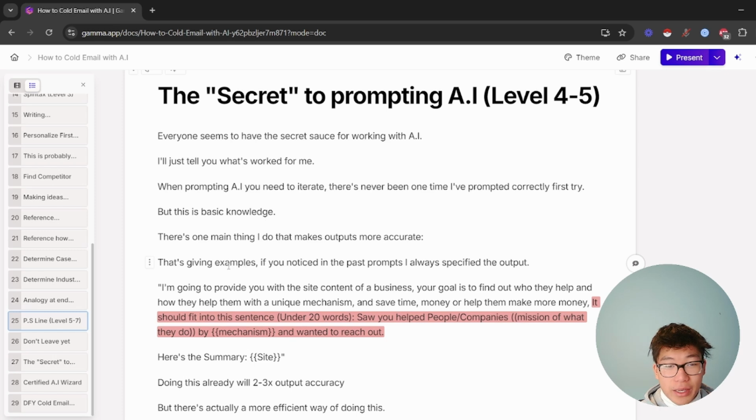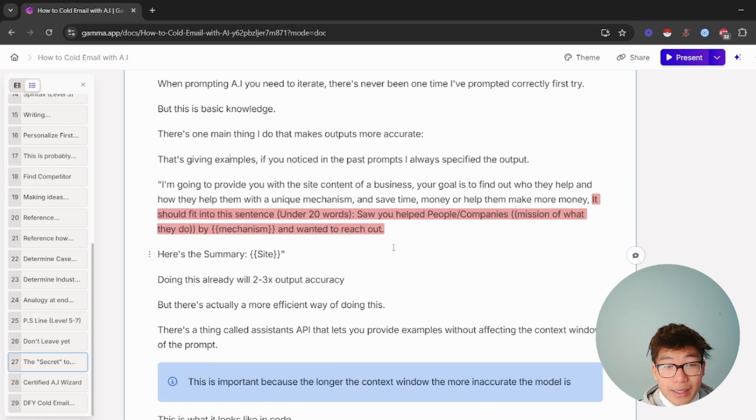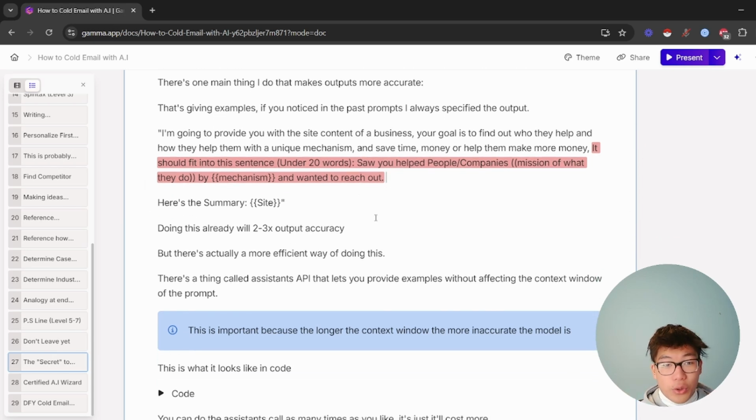And that's giving examples. If you noticed in the past prompts, I've always specified a specific output I want. I'm going to provide you with the site content of a business. Your goal is to find out who they help and how they help them with a unique mechanism and save time, money, or help them make more money. It should fit into this sequence, under 20 words. So, saw you helped people/company, mission of what they do by mechanism, and wanted to reach out. Here's the summary. Doing this will give 2 to 3 times extra output accuracy, and I can almost guarantee that.